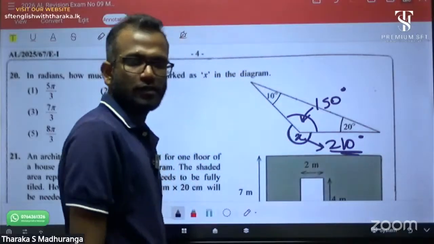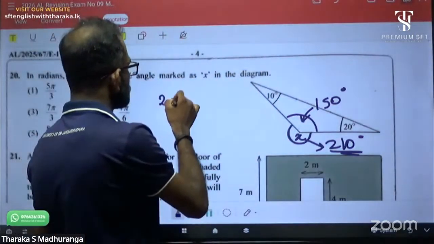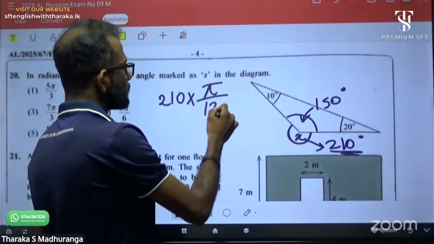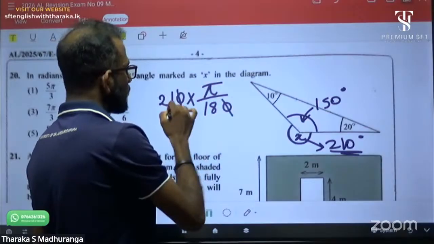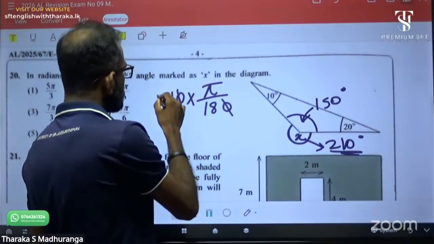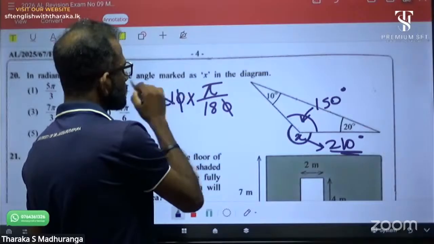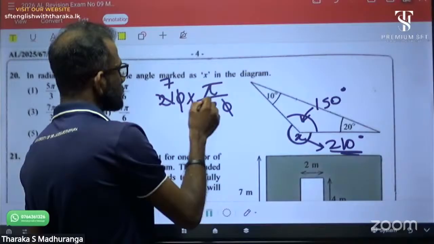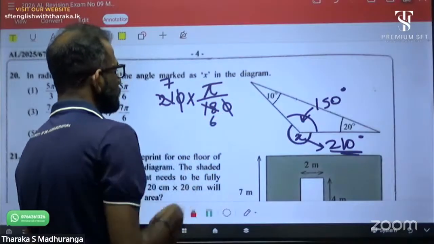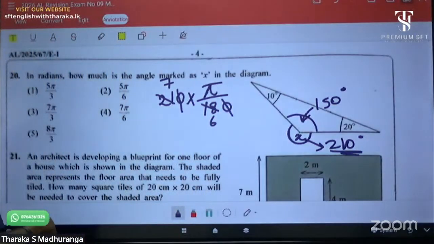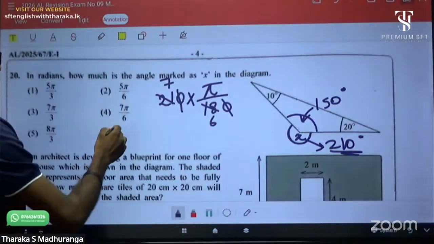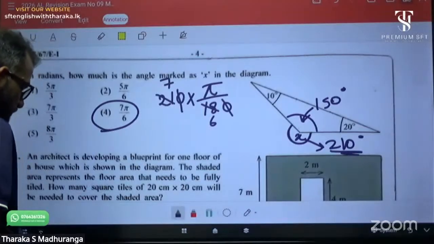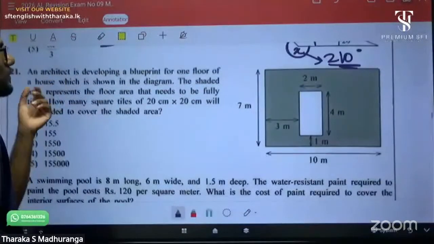210 degrees. How to convert into radians? Multiply by pi over 180. Zero and zero cancel. 21 over 18, then divide by 3, it is 7 over 6. So the answer is 7 pi over 6.